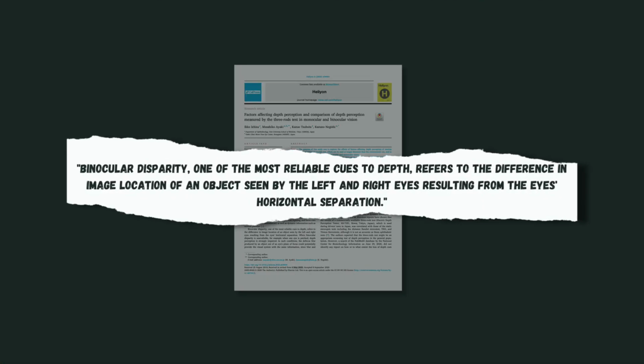Let's start with something called binocular disparity. Binocular disparity is one of the most reliable cues that we have to perceive depth. It refers to the difference in image location of an object seen by the left and the right eye, resulting from the eyes' horizontal separation. What exactly does that mean?